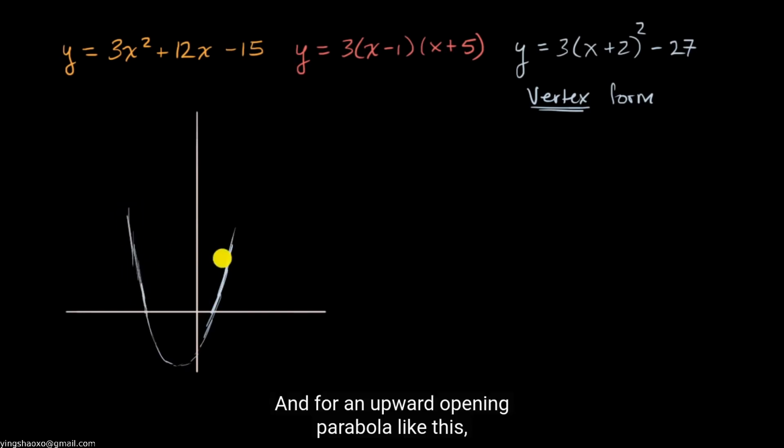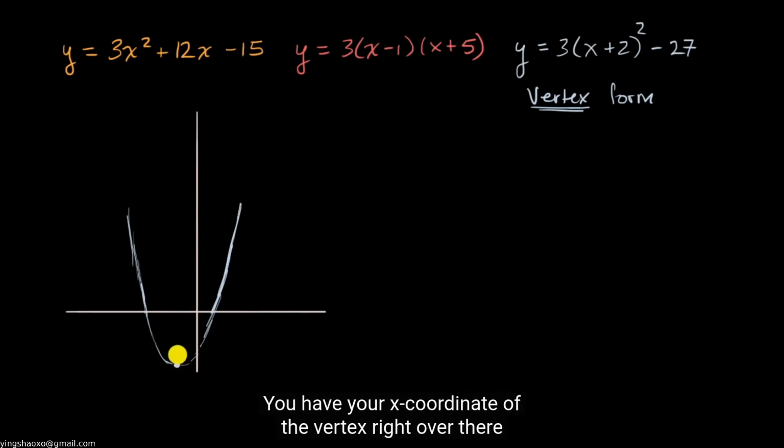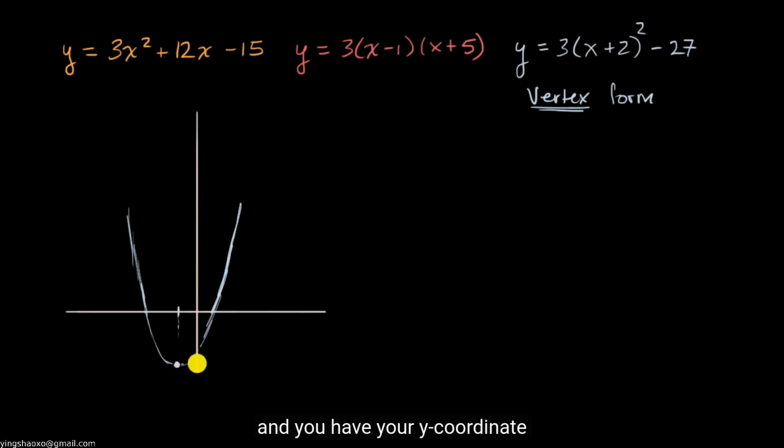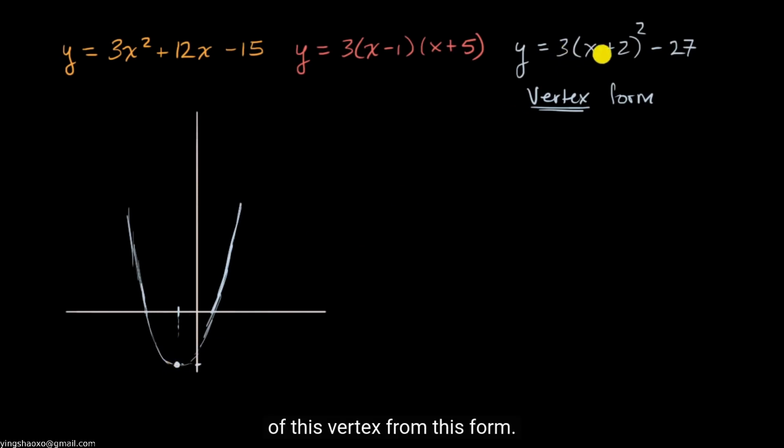And for an upward opening parabola like this, the vertex is this point right over here. You could view it as this minimum point. You have your x-coordinate of the vertex right over there, and you have your y-coordinate of the vertex right over here. Now, the reason why this is called vertex form is it's fairly straightforward to pick out the coordinates of this vertex from this form. How do we do that?